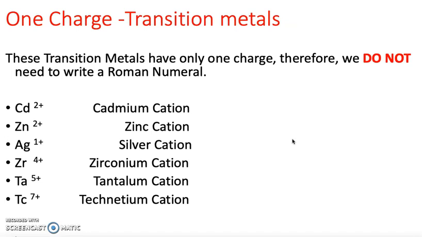Now, there are some metals, transition metals especially, that only have 1 charge and they are found in the D block, but we do not use a Roman numeral for these. That includes cadmium, zinc, silver, zirconium, tantalum, and technetium. Most importantly, the first 4 are the ones you have to really remember. The last 2, not so much. So you do not need a Roman numeral with these. Ag is just 1+, Zn is just 2+, Cd is always going to be 2+. You're not going to have a Cd3+ or Cd1+. These charges are always going to be these charges and never change, unlike copper and iron, like we talked about, and the other transition metals.